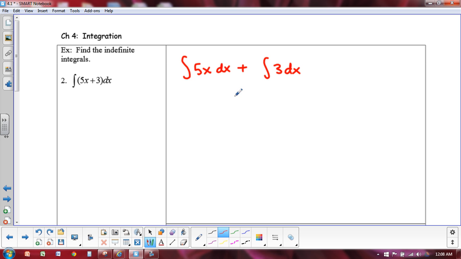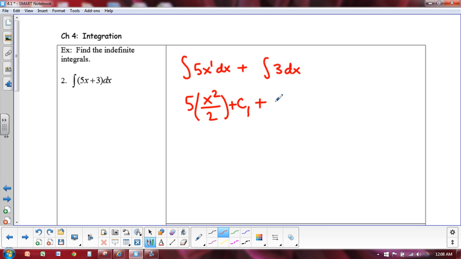Okay, so the 5x dx, that 5 is a constant, so it's just going to hang out, and then you need to integrate the x part. So x, instead of to the 1, I need to add to it, x to the 2 over 2 plus c, and I'm going to put c sub 1.